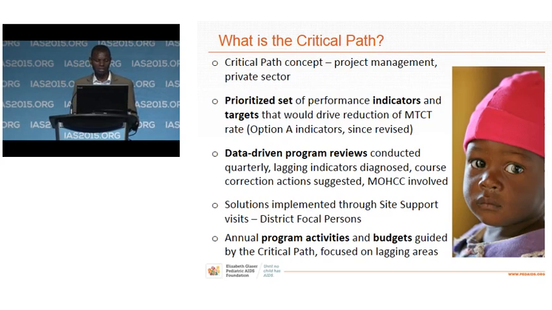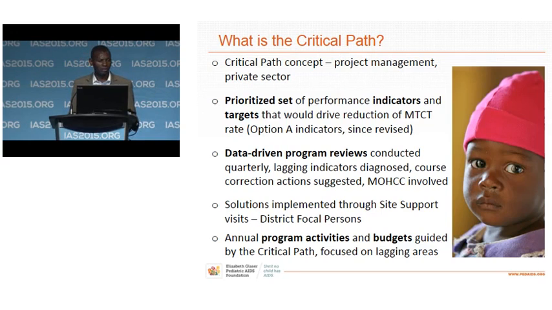So the use of the critical path also involved data-driven program reviews, which were conducted on a quarterly basis. During those program reviews, each indicator would be reviewed, comparing the performance of the indicator against the targets for that indicator. Where an indicator had not performed well to achieve the targets, you would have discussions around possible reasons for non-achievement of the targets, and then identify solutions which would then be implemented in all the health facilities that we were supporting during site support.